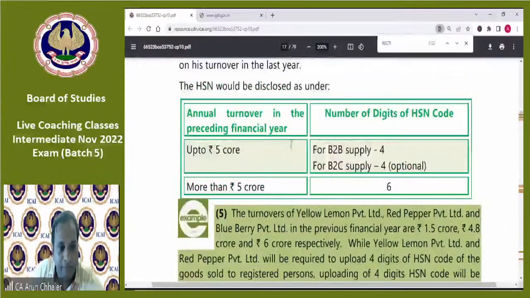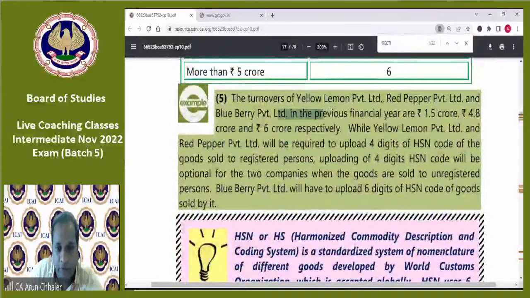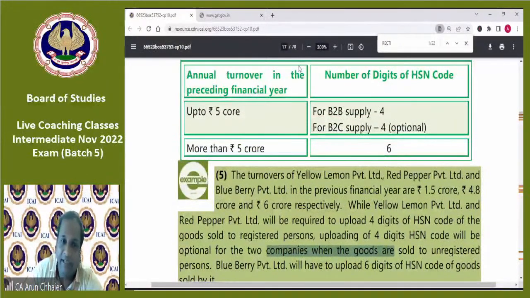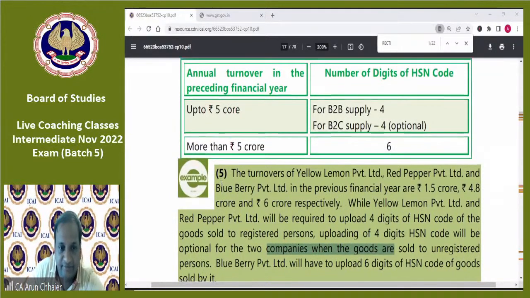So this chart we have discussed. Now the turnover of Yellow Lemon Private Limited, Red Paper Private Limited, and Blue in the previous year is 1.5, 4.8, and 6 crore respectively. While Yellow and Red will be required to upload 4 digits of HSN code for goods sold to registered persons, uploading 4 digits of HSN code will be optional for the companies when the goods are sold to unregistered persons. Again, the same thing: if my aggregate turnover is up to 5 crore, then for B2B 4 digit is mandatory, and for B2C it is optional. For more than 5 crore, it is 6 digit, whether it is B2B or B2C. That's it.